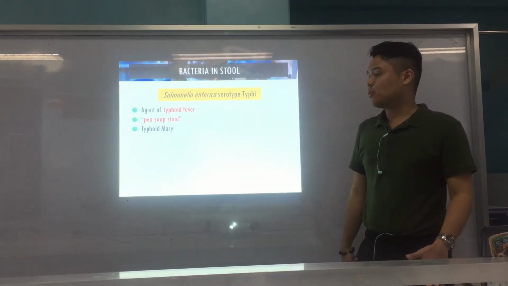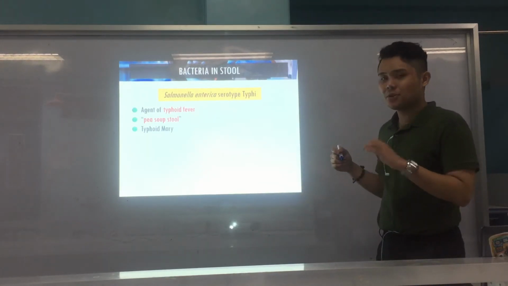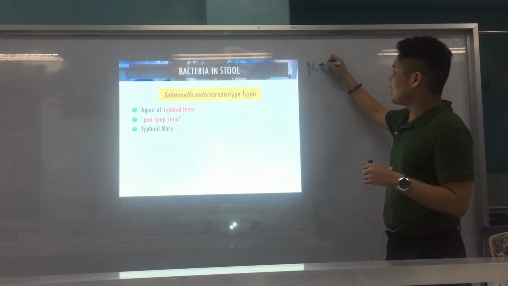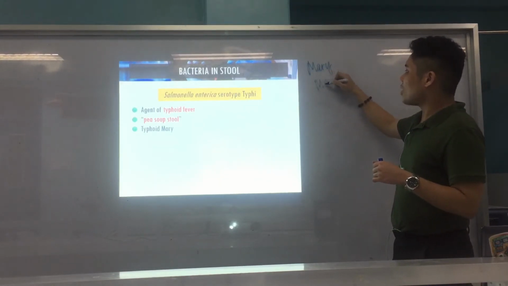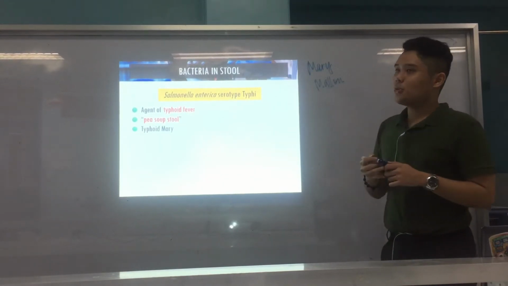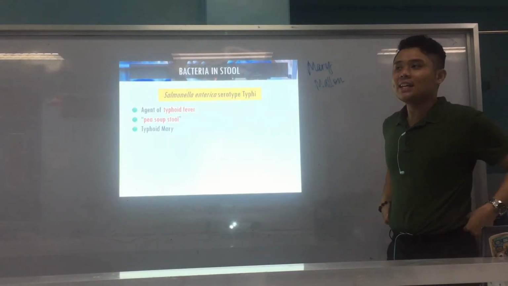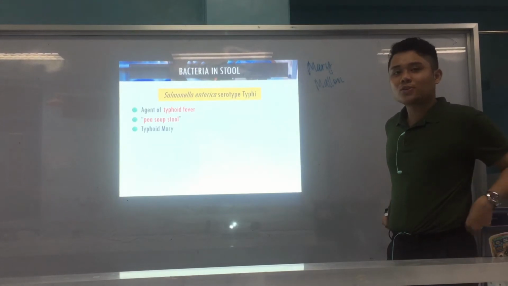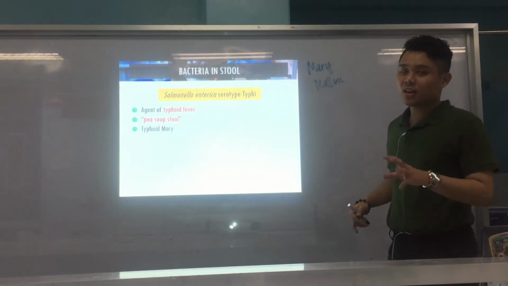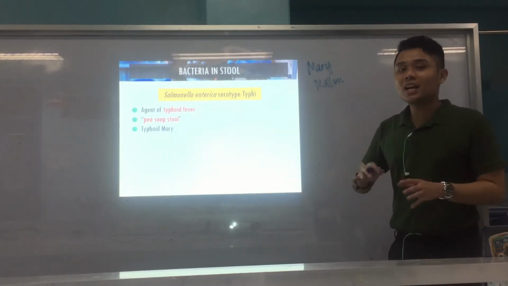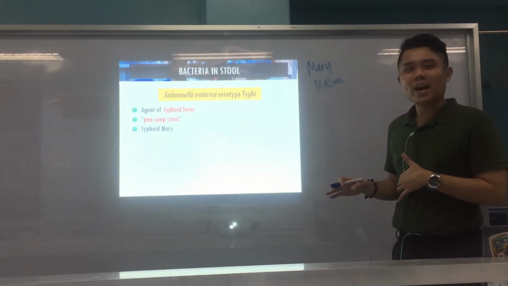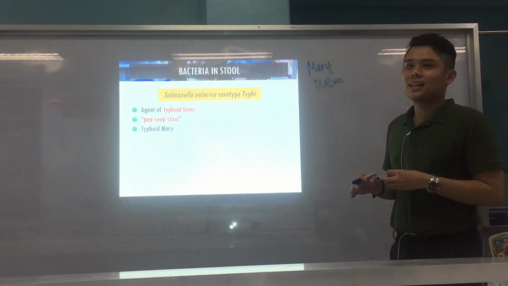And we have what we call Typhoid Mary, also known as Mary Mallon. She was considered to be the first carrier of Salmonella. She was a carrier, so she did not herself suffer infection, but she spread Salmonella all over the US in the early 1900s.